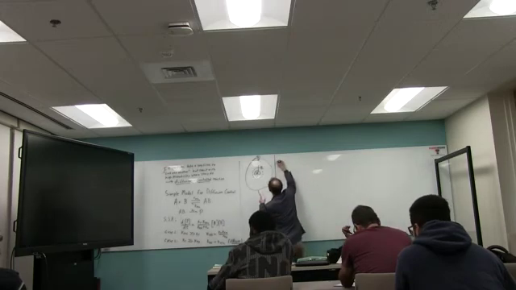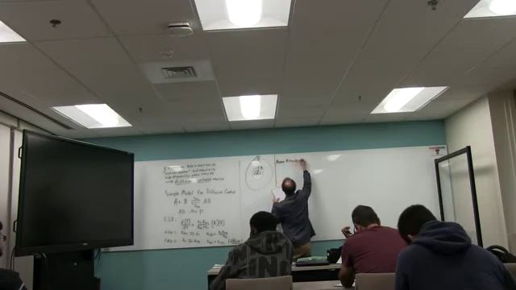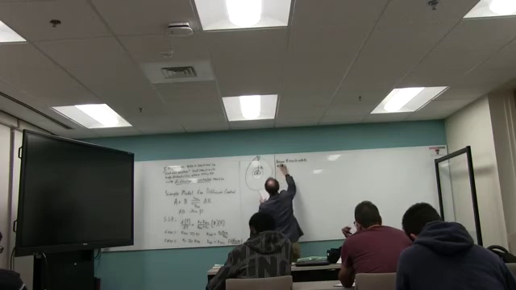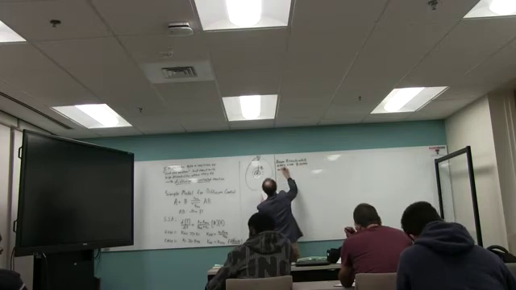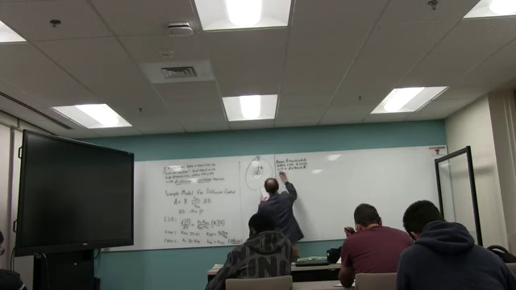So we're going to assume A reacts with B every time B comes within distance R of A.